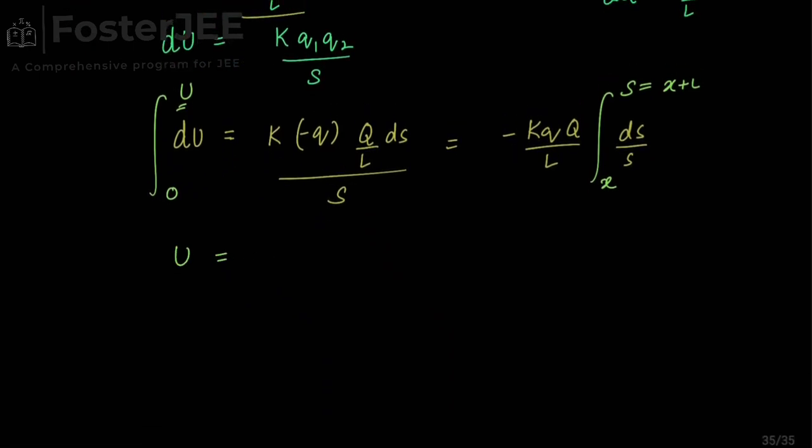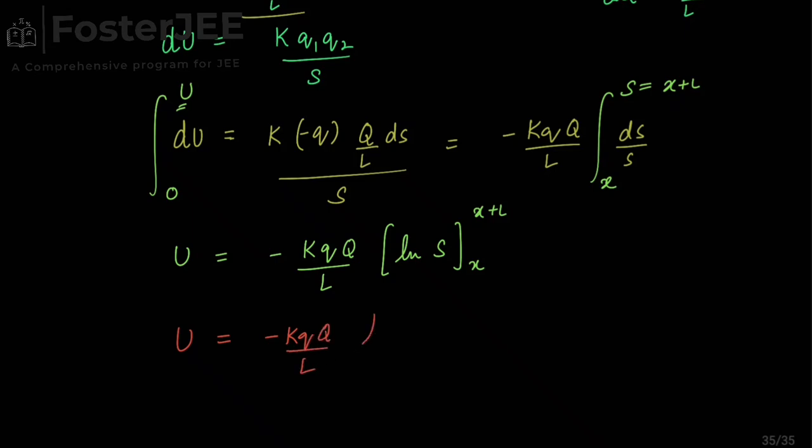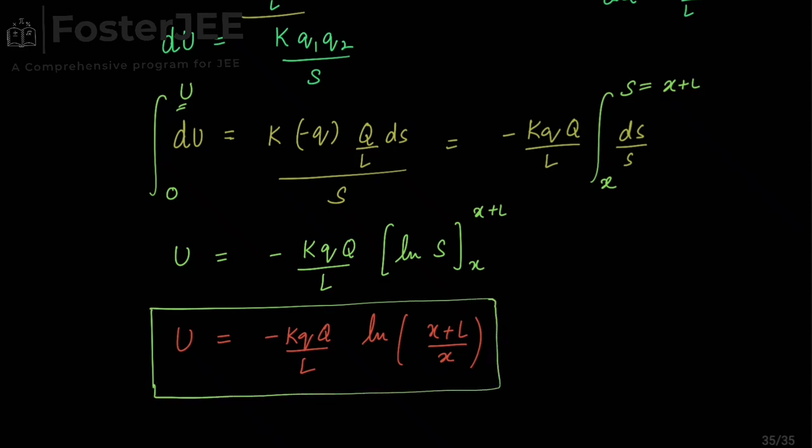It becomes U equals minus kqQ upon L ln s, since the integration of ds upon s is ln s. The limits are x to x plus L. Hence, the total potential energy of interaction between the rod and the charge will be minus kqQ upon L ln of x plus L upon x.